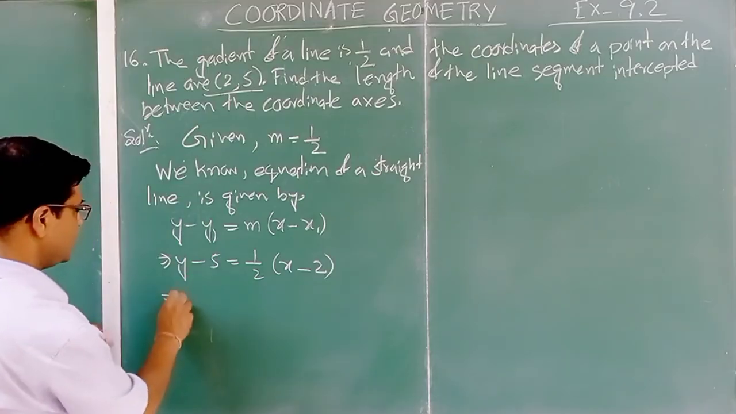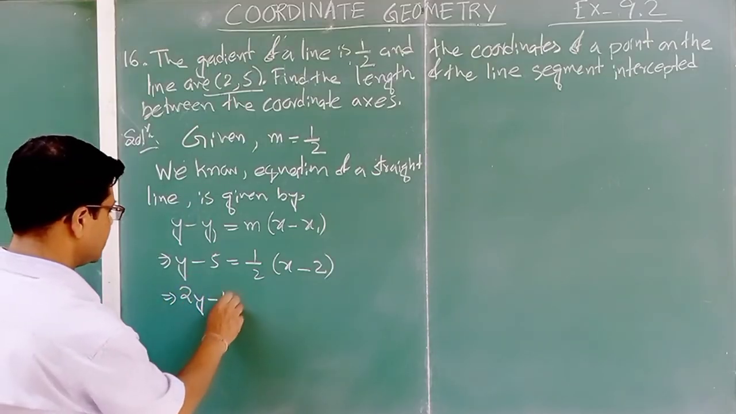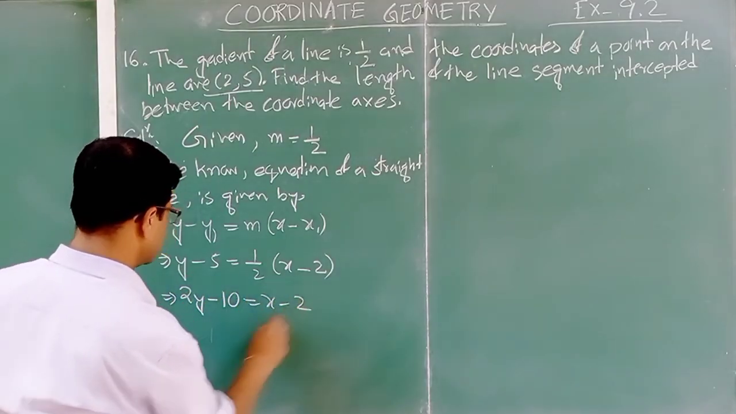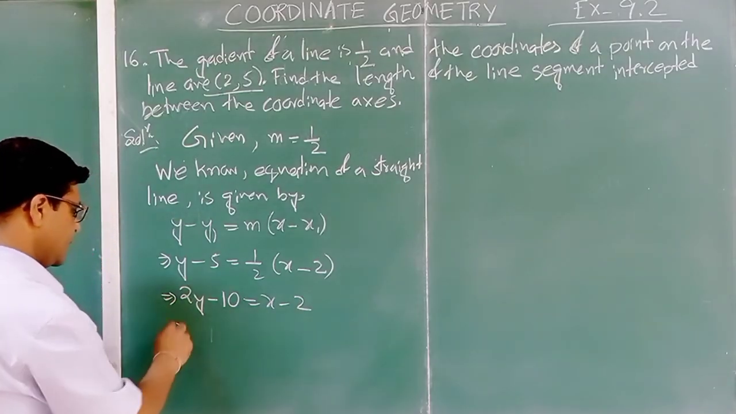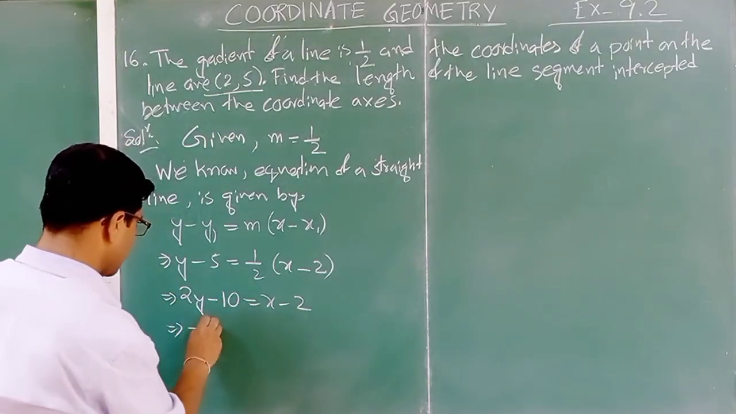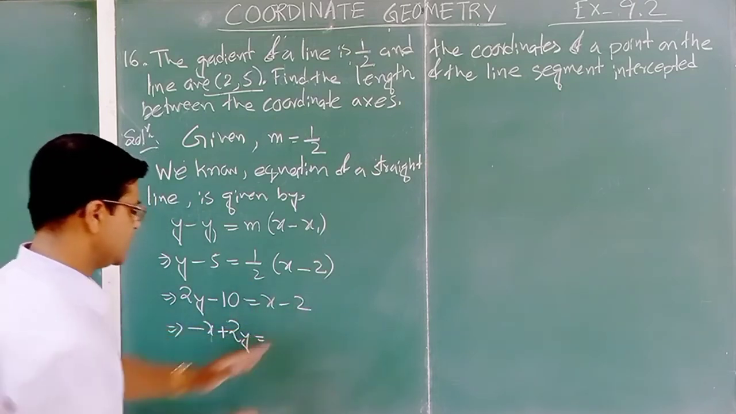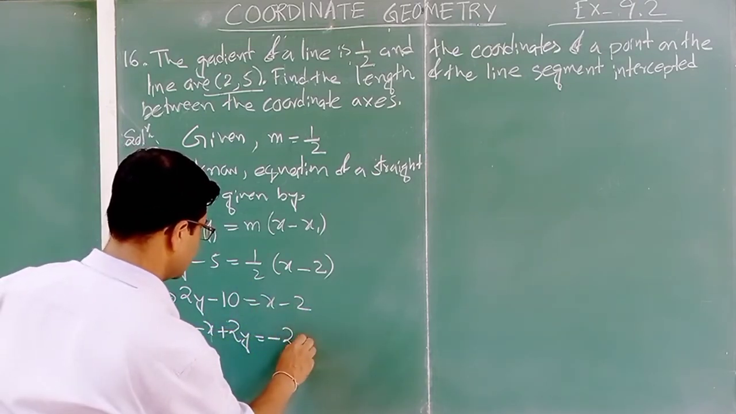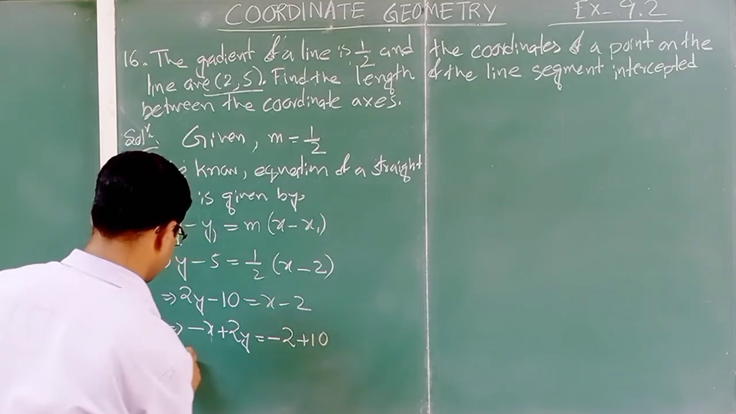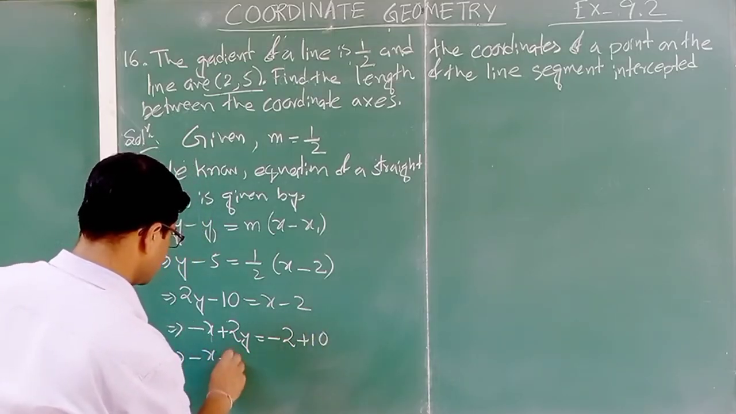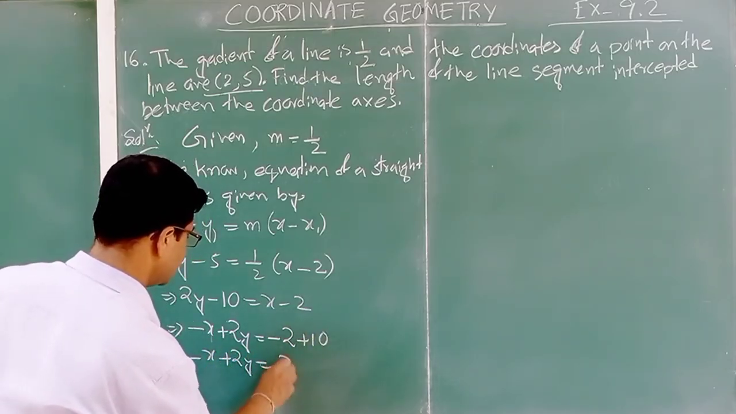Let us cross multiply with 2. 2y minus 10 equals x minus 2. Let us bring x here. So this is minus x plus 2y, and the numbers on the other side. Why do we take it this way? There is a reason. So minus x plus 2y is equal to 8.